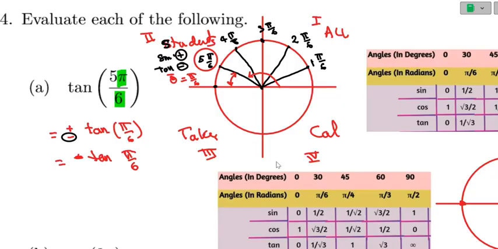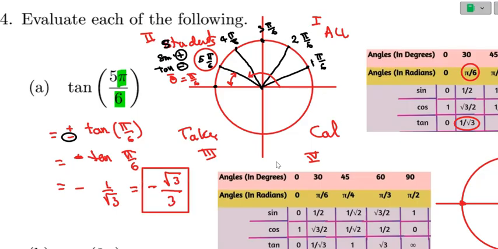Now you go to your table. Pi over 6 is right here. The tangent is 1 over radical 3. So this is going to be minus 1 over radical 3. And if you rationalize it, it's going to be minus radical 3 over 3. And this should be it for the first one.